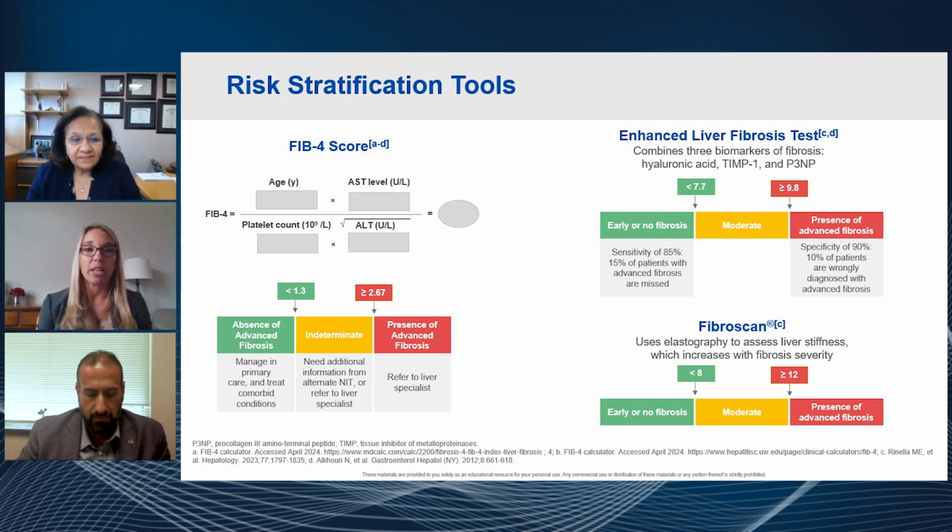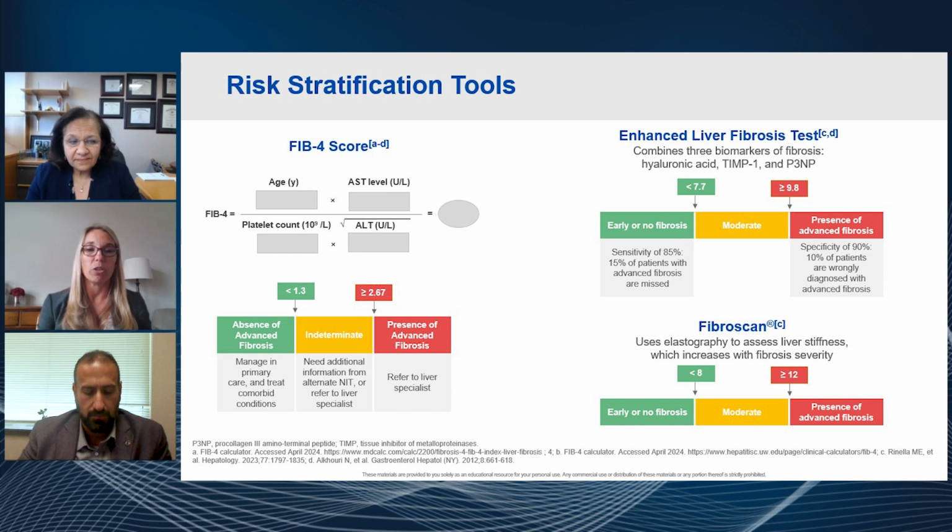Easy to do. A lot of times you already have this blood work: primary care, annual exam, lab work. You don't really have to go out of your way. You have the age, AST, ALT, and a platelet count, and you can get this score. We see on the bottom below that less than 1.3 falls into a category of absence of advanced fibrosis.